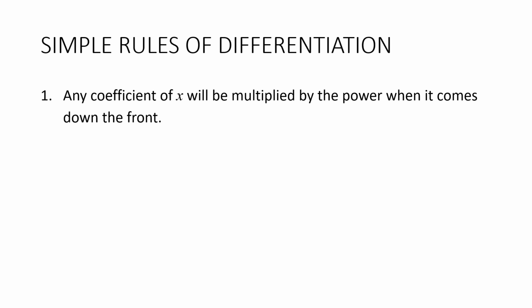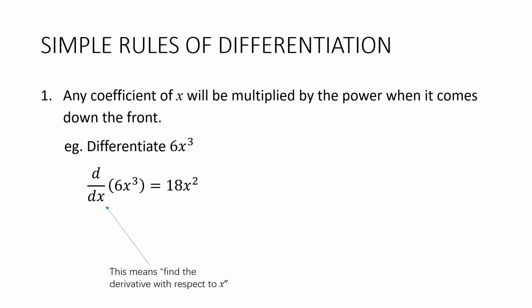And so that brings us to some simple rules of differentiation. Number 1, any coefficient of x will be multiplied by the power when it comes down the front. So here's an example, differentiate 6x cubed. So when we bring the 3 down, it's going to multiply by the 6. And so our answer is 18x squared. Now have a look what I've done here. This means find the derivative with respect to x of 6x cubed. It's the same as dy dx, but this is y.